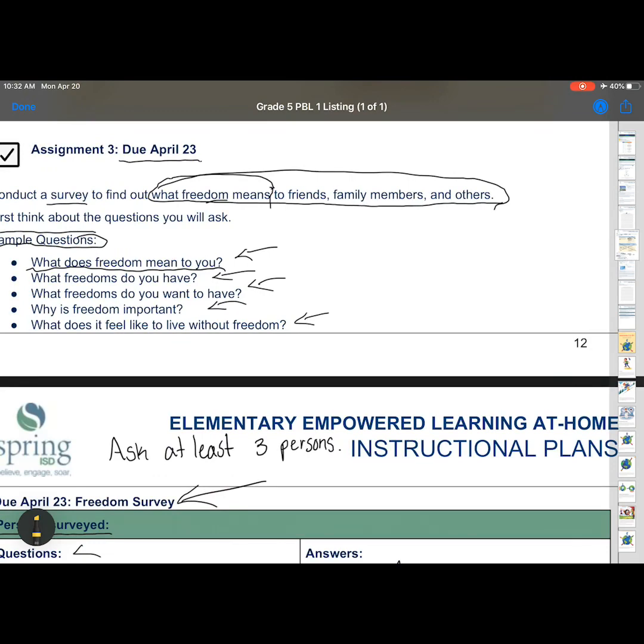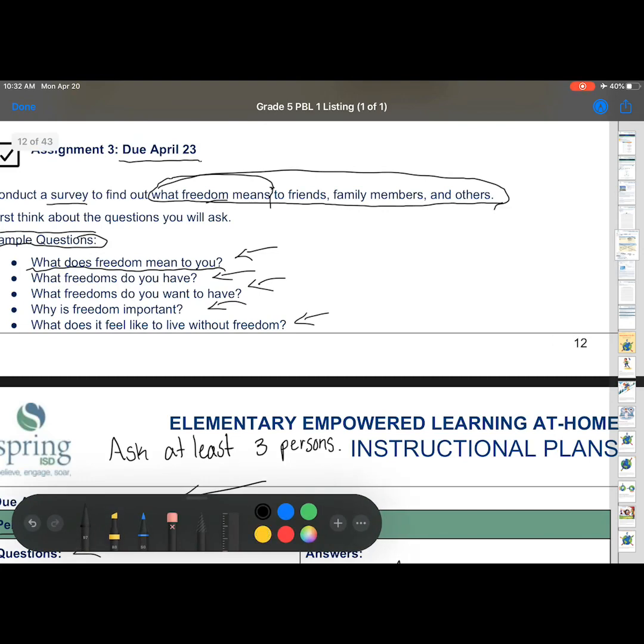Okay, so let's go back to these questions. What questions can you ask? What does freedom mean to you? What freedoms do you have? If you're a child, you probably have fewer freedoms than an adult. What freedoms do you want to have? Like, would you want to have the freedom to never go to school again? Those are questions. There's nothing wrong with asking that question. Why is freedom important? That's a very good question. I think that I would definitely use that question.